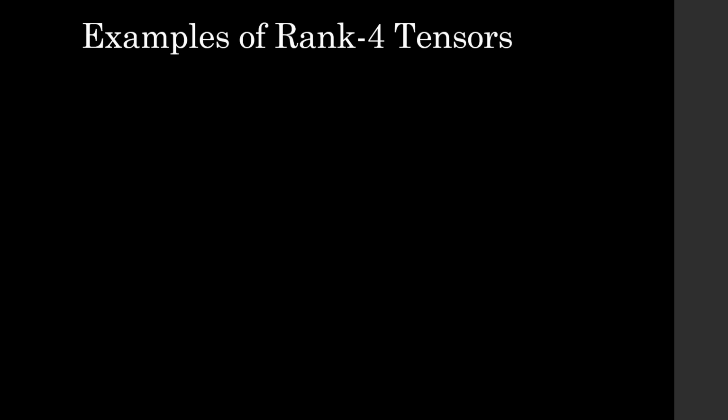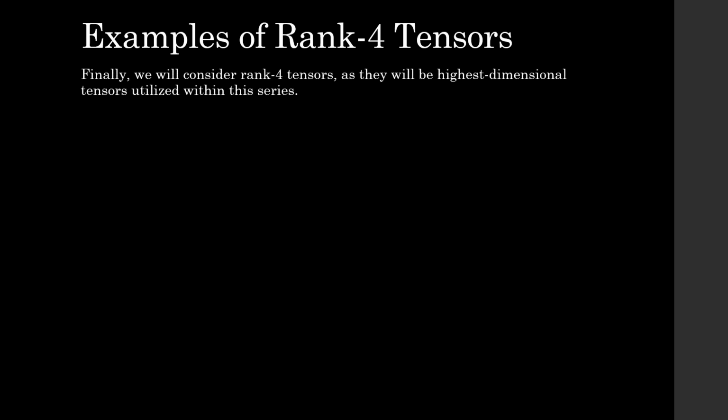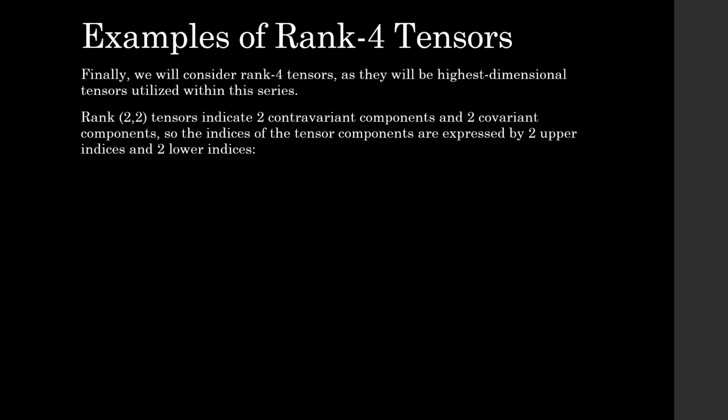Finally, we'll look at examples of rank 4 tensors. We'll consider rank 4 tensors as they will be the highest dimensional tensor utilized within this series. Rank 2,2 tensors indicate 2 contravariant and 2 covariant components, so the indices of the tensor components are expressed by 2 upper and 2 lower indices, as expected. So we have T upper sigma lambda sub mu nu. This is a map of the product of 2 dual spaces and 2 vector spaces mapped to the reals.